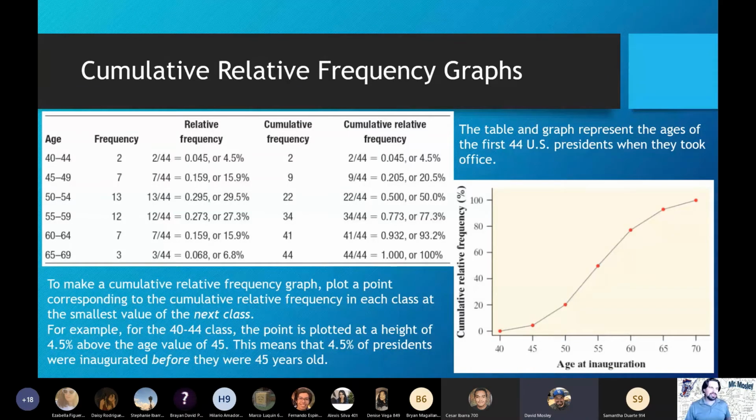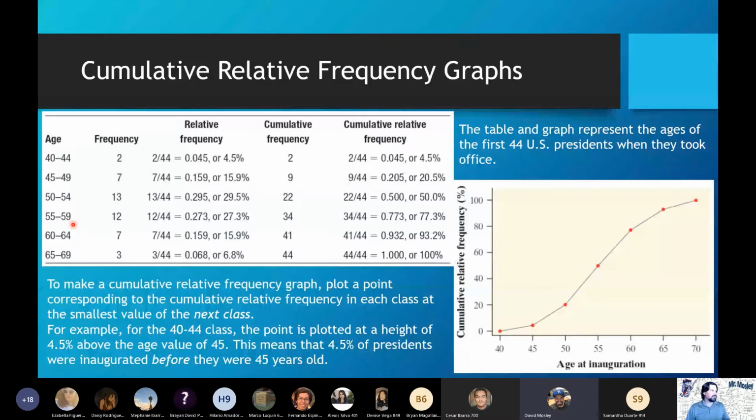All right, so there's a lot going on here, but this will make more sense of our cumulative relative frequency and graph. This table and the graph represent the ages of the first 44 US presidents when they took office. In this table, we have our classes, which are the ages: 40 to 44, 45 to 49, 50 to 54, 55 to 59, and so on.